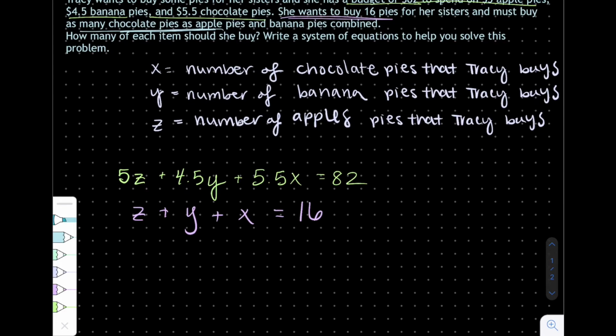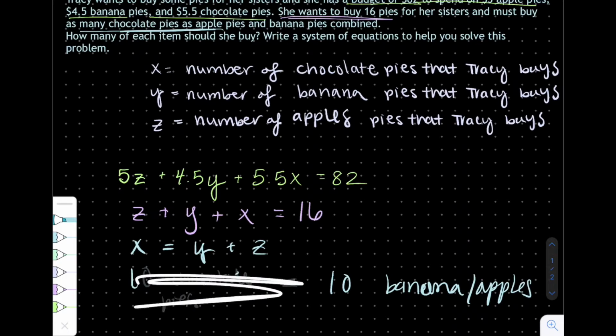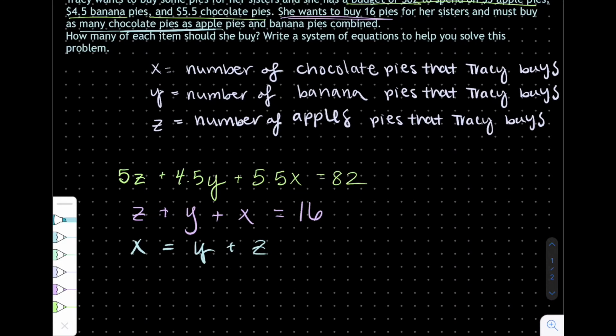So let's just think of this in words. If I bought 10 chocolate pies, that would mean that I would need 10 banana and apple pies. It doesn't specify an equal number of banana and apple pies. It could be 9 banana and one apple pie, but if I'm doing 10 chocolate pies, and that's X, then 10 chocolate pies must be equal to the banana and apple pies combined. So that's that equation. Now we have 3 equations and 3 unknowns.